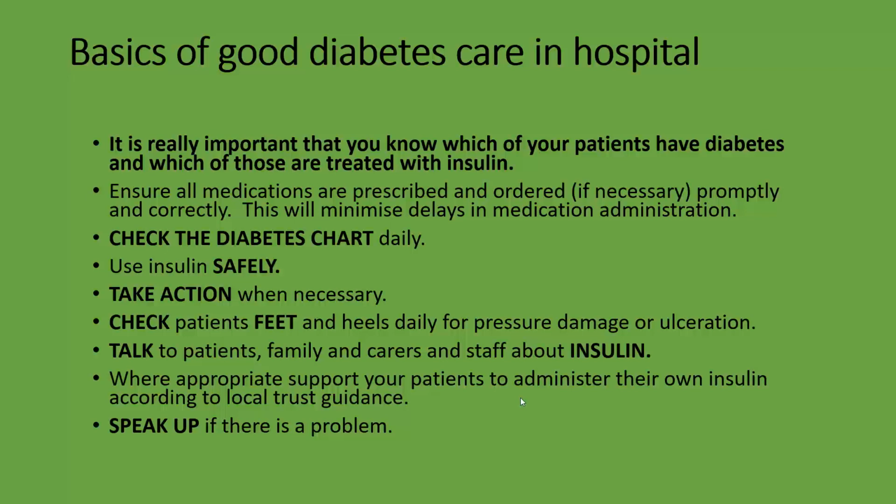Then basics of good diabetes care in hospital. It's really important that you know which of your patients have diabetes and which of these are treated with insulin. So these are very, very important medications. You must be very careful in looking after them and prescribing. Ensure all medications are prescribed and ordered promptly and correctly. This will minimize delays in medication administration. So if Humalog is not available, just discuss with the nurse and then prescribe something similar like Novorapid. Check the diabetes chart daily, blood sugars, insulin charts and things.